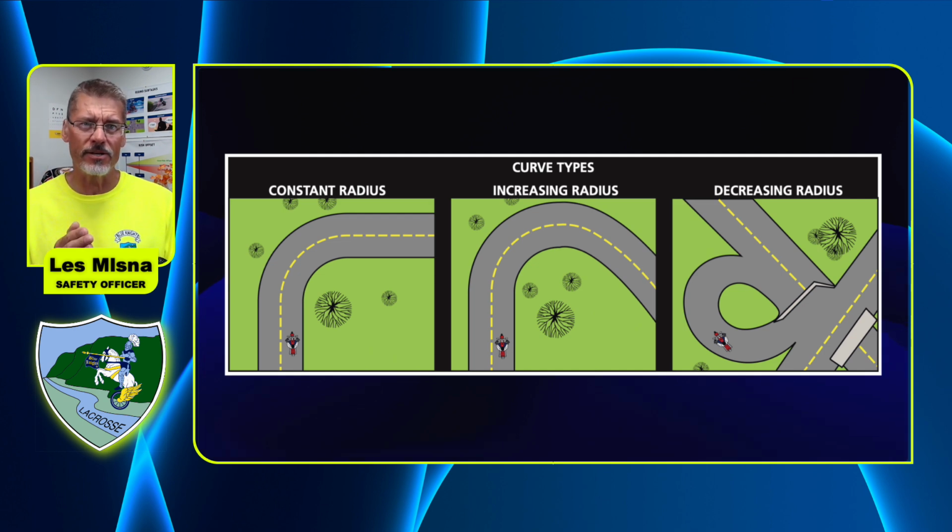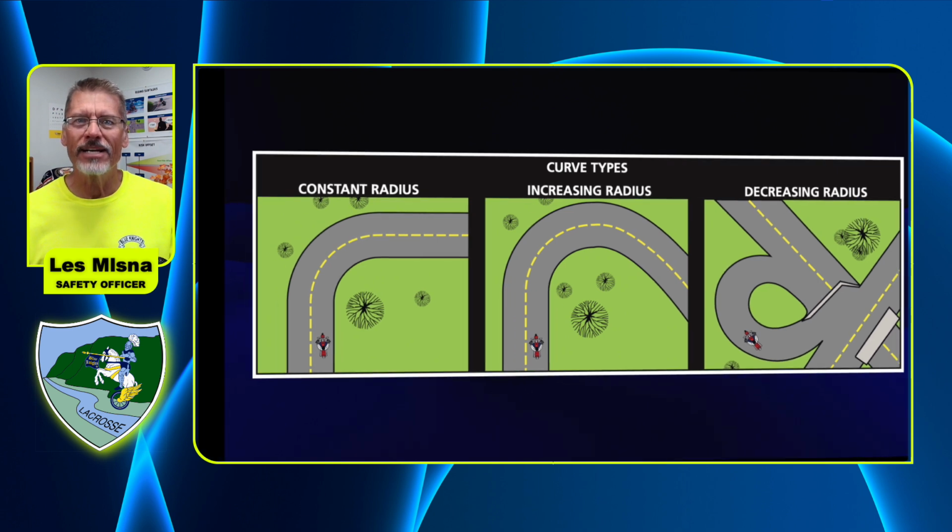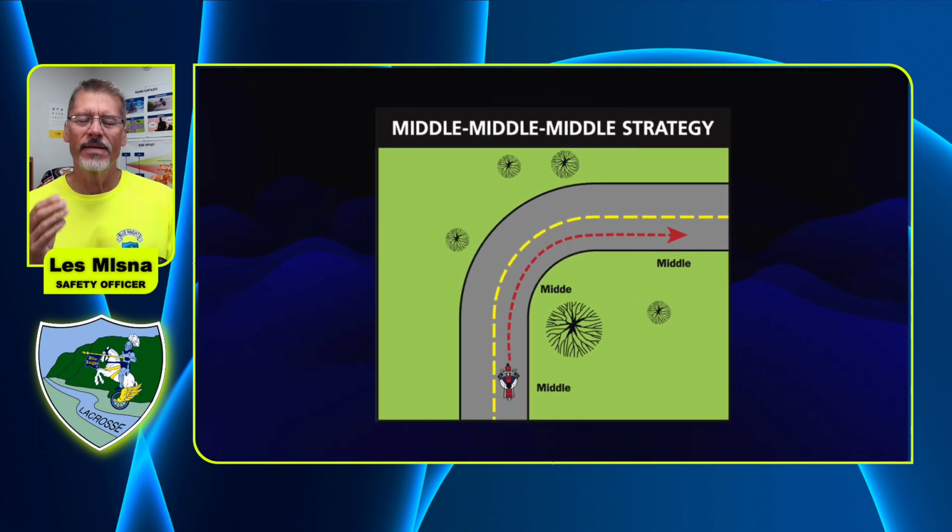Using three curve parts and three lane positions, we have to do some math now, we have 27 options going through a curve. To illustrate, you could use a general strategy of middle, middle, middle. That's middle on entry, middle in the middle of the lane at the apex, and then middle at exit. This provides space on both sides of our lane throughout our curve.